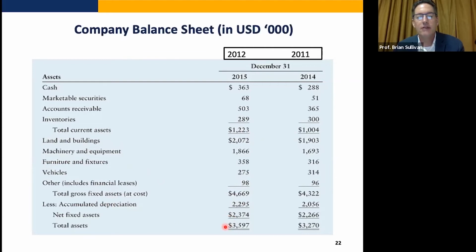And then total assets. So total assets, you guys, are going to be equal to the current assets plus the fixed assets. And we can see that the total assets here are going up or going down. From 2014 to 15, is it going up or going down? Yeah, so it's going up.